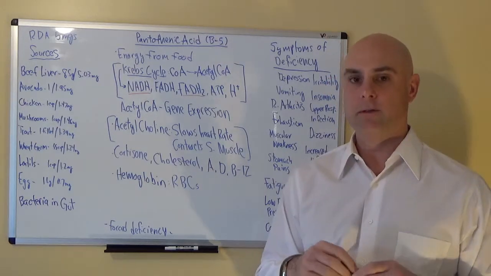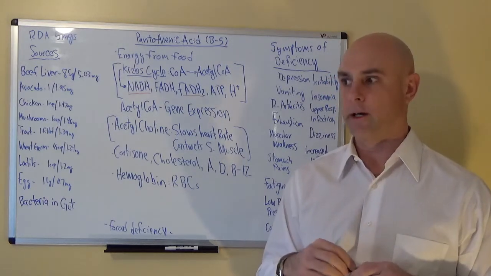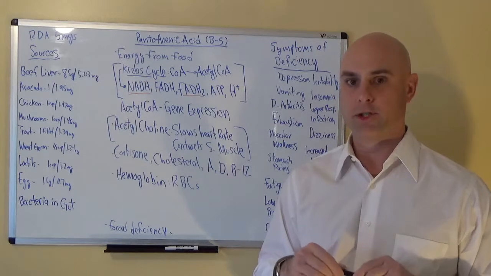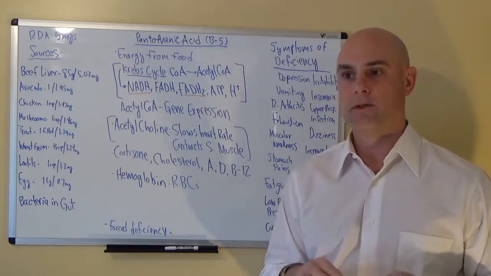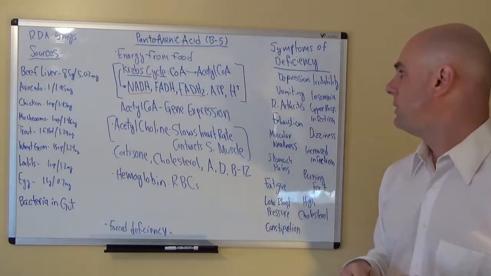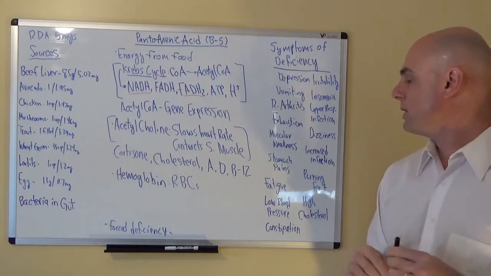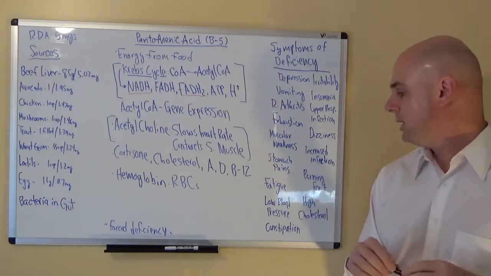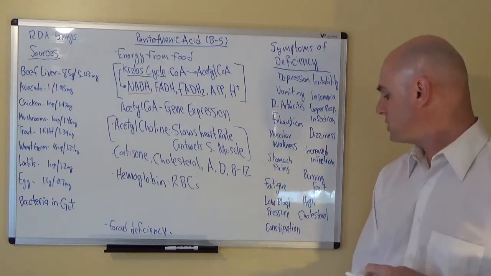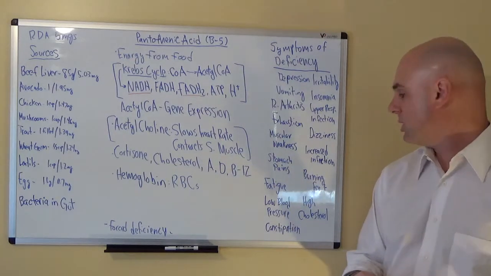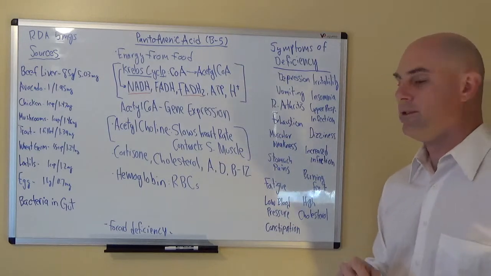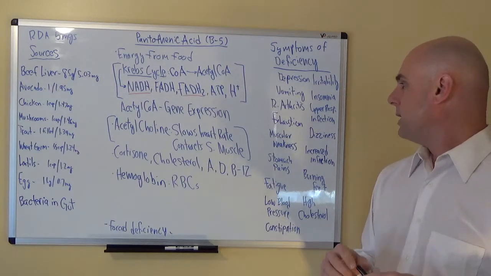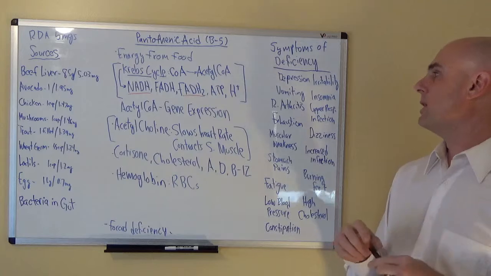Now, deficiency for pantothenic acid is relatively rare outside of malnutrition. However, the symptoms of a deficiency include depression, vomiting, rheumatoid arthritis, exhaustion, muscle weakness, stomach pains, fatigue, low blood pressure, constipation, high cholesterol, burning feet, increased infection, dizziness, upper respiratory infection, insomnia, and irritability.